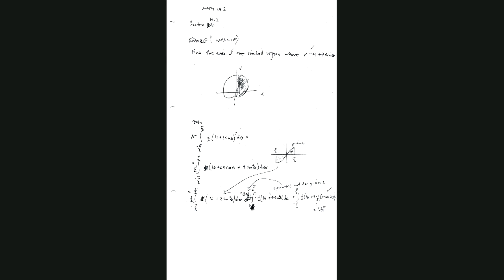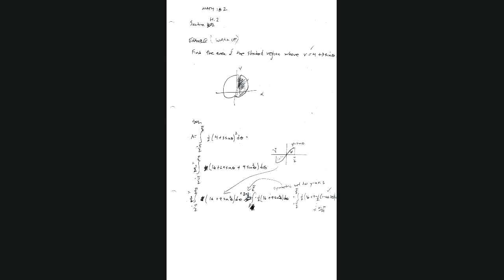How many have seen that trig identity in their trig class? That's right, John has. Anybody else? Hopefully more of you have. So sine squared of theta equals 1/2 times 1 minus the cosine of 2 theta. And so that will end up equaling 41 pi over 4.